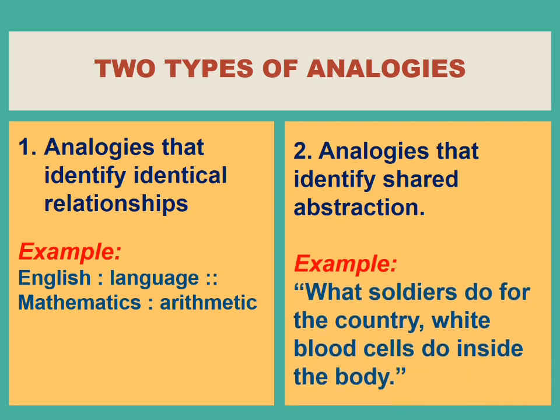Another example: what soldiers do for the country, white blood cells do inside the body. This is an analogy that shows shared abstraction. In this example, the abstract concept of how white blood cells function in the body is made clear by explaining that they protect everything inside, like how soldiers perform their sworn duty to protect their country. In writing, analogies play the function of making abstract concepts more concrete, adding depth and feeling to an image, and describing and making a point to establish an argument.